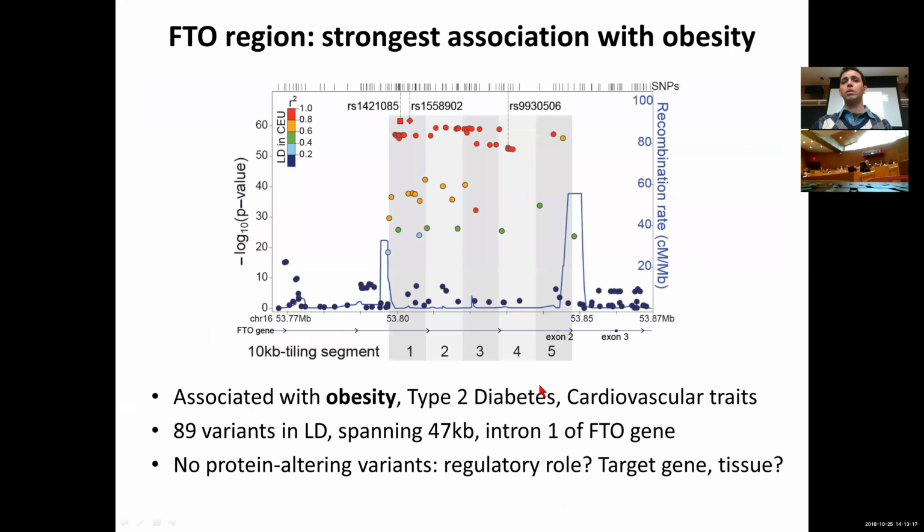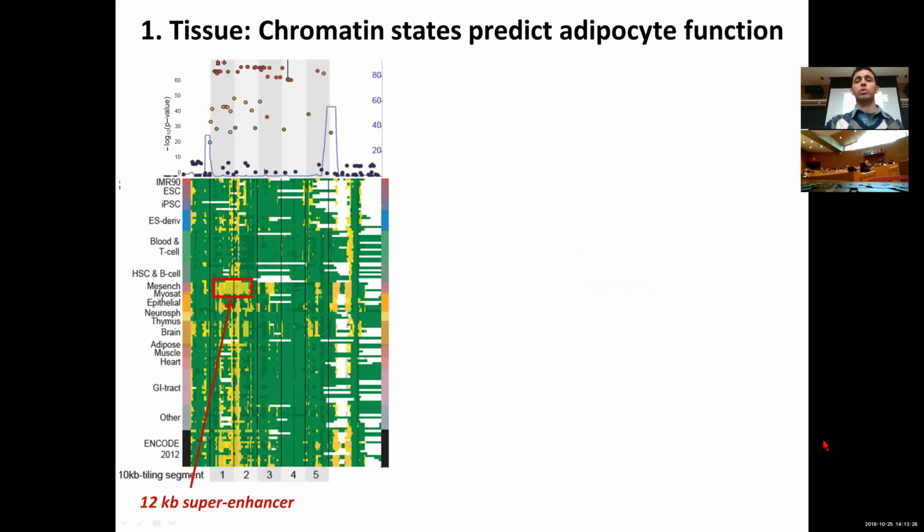Here's the locus again, no protein coding variants. And there was a lot of hypothesis that it may have a regulatory role, but both the target gene and the tissue of action were a matter of great controversy. So we asked, well, what do the chromatin state maps that we developed, that we learned about in the epigenomics lecture, what do those maps tell us? And what we found was this 12 kb super enhancer, this massive enhancer that spanned 12,000 nucleotides in the first half of this locus.